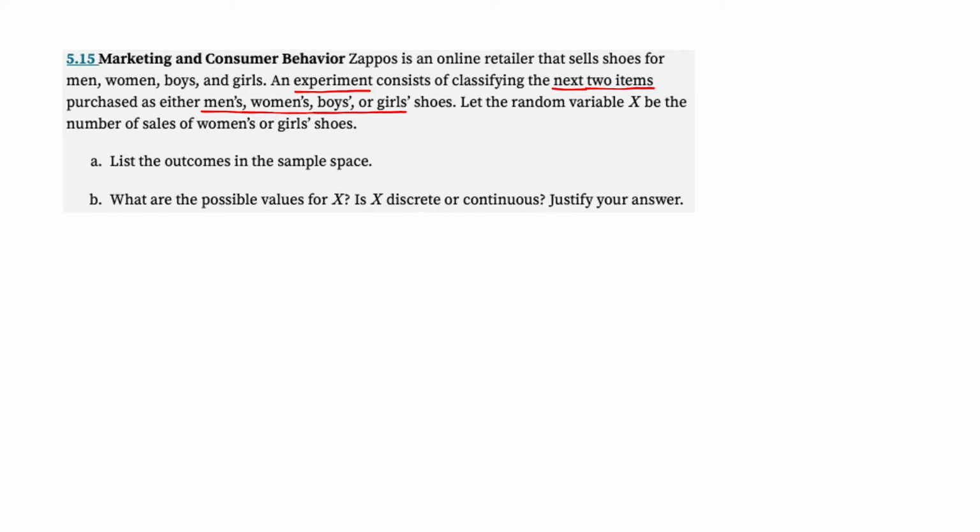So we're going to take a look at part A, and it wants us to list the outcomes of the sample space. The way that we do that looks like this: curly braces.